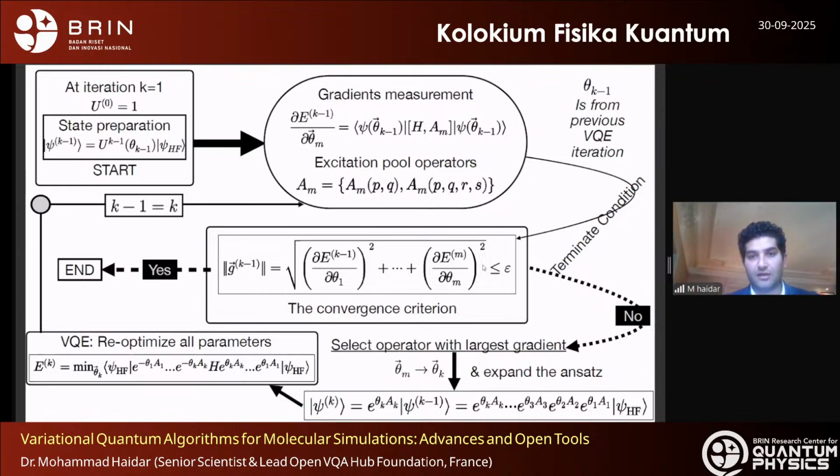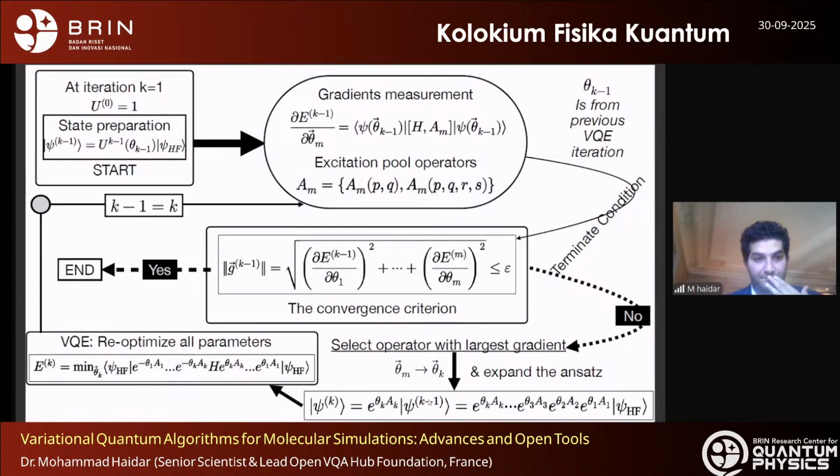your ADAPT-VQE algorithm. So how does it work? We start here with one iteration. We choose the largest gradient. We check whether the gradient norm of the total gradients is less than the threshold or not. If it is less, then we terminate. If it's not less, then we continue, add this largest gradient operator, and optimize all the parameters.